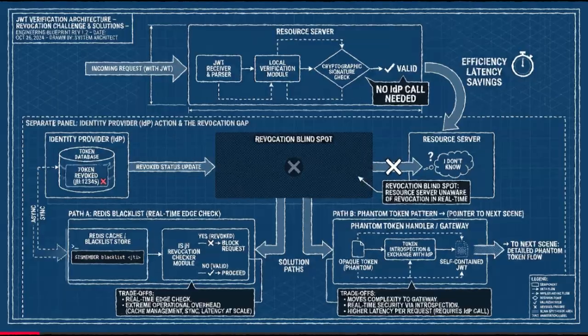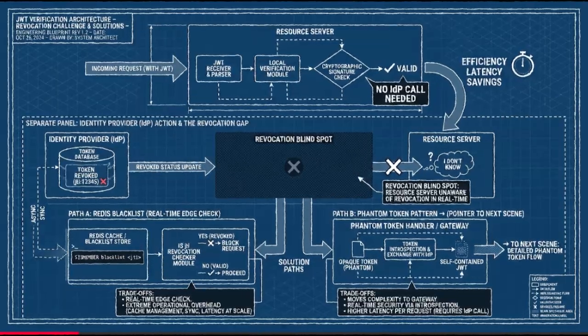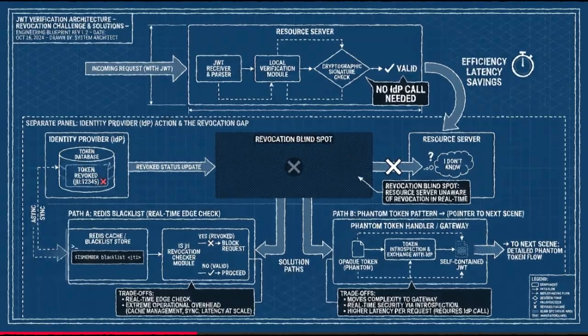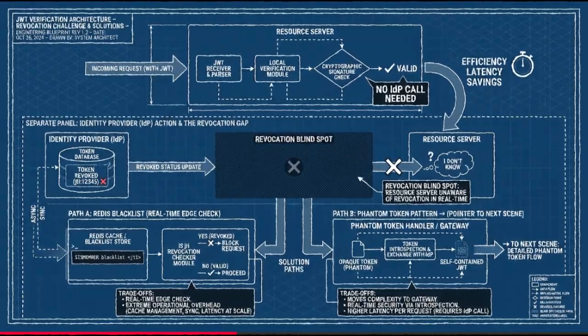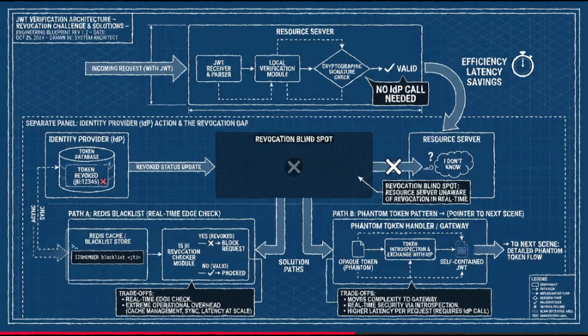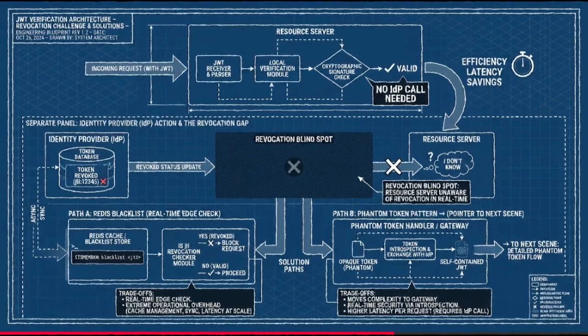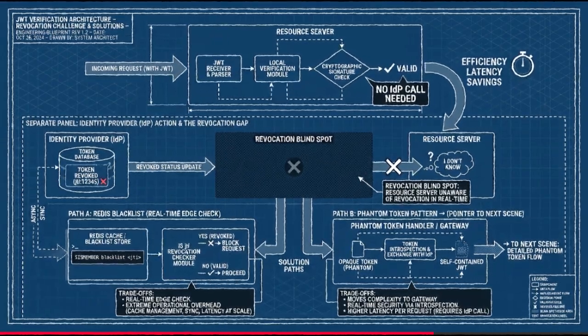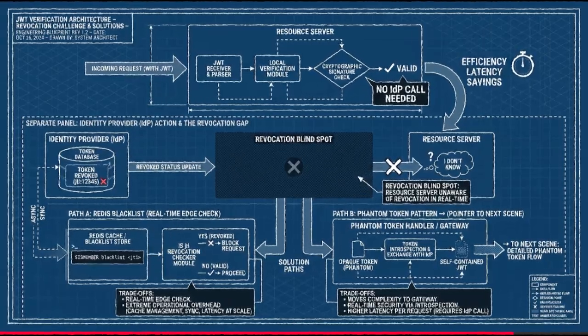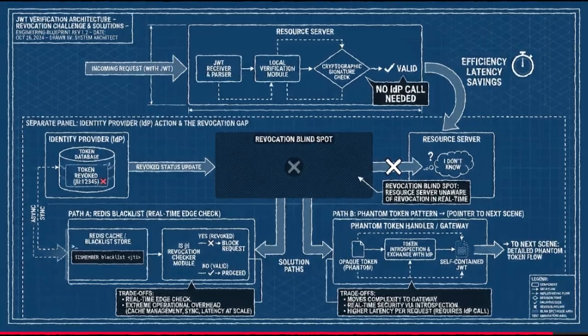And revocation becomes a severe architectural bottleneck when utilizing self-contained JSON web tokens. Because resource servers evaluate the cryptographic signature of a JWT locally to reduce latency, they do not poll the identity provider on every request. So they have no idea if the token was revoked centrally. Correct. Therefore, revoking a JWT before its natural expiration is practically impossible without introducing extreme overhead. It requires implementing complex, real-time edge blacklists in memory stores like Redis or adopting phantom token exchange patterns.